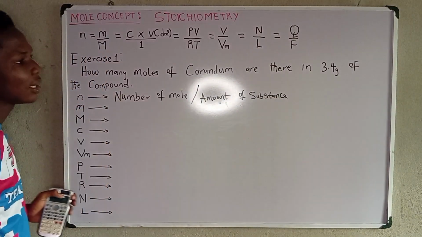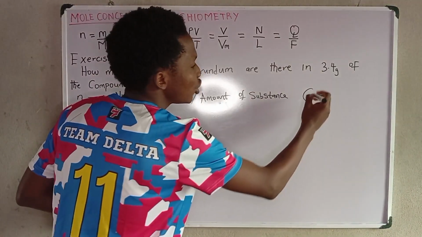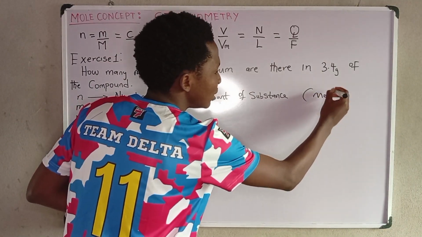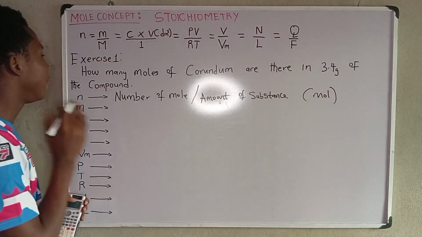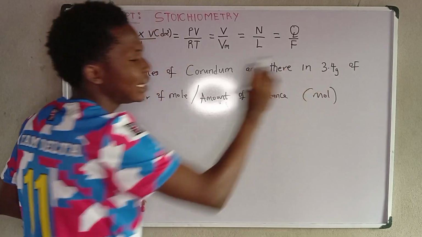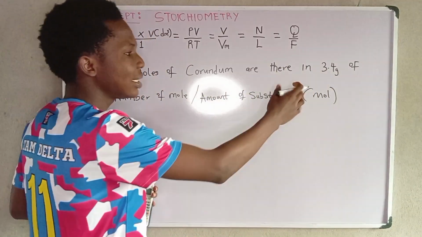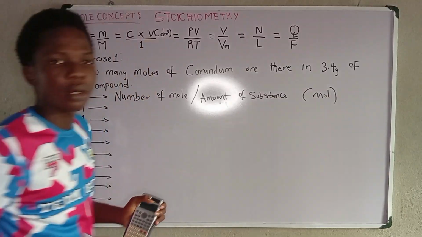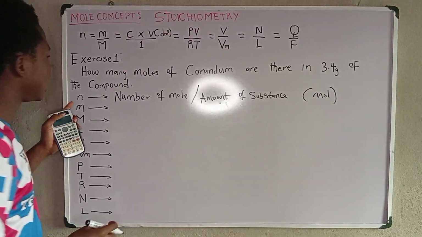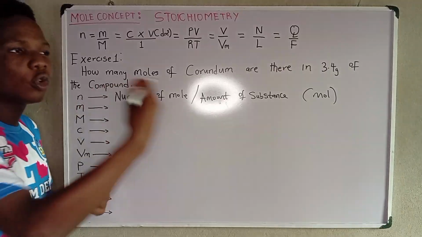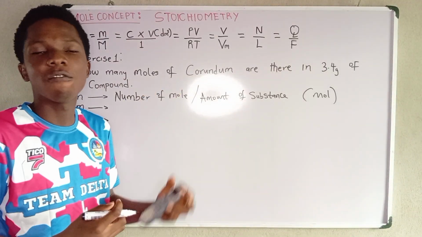Now, this is measured in what? Mole. Take note. The full form is MOLE, but if you want to write it in short, you just write mol. So now, what is number of mole? If we are to look for number of mole, we should know the meaning of mole.